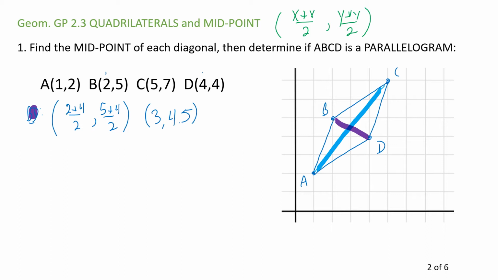Now let's find the one for the blue one. Do the same thing. I'm going to write it as a coordinate pair. I'm going to go with AC. So I'm looking for the x's. That's 1 plus 5. And then 2 and 7. That's also 3 comma 4.5.